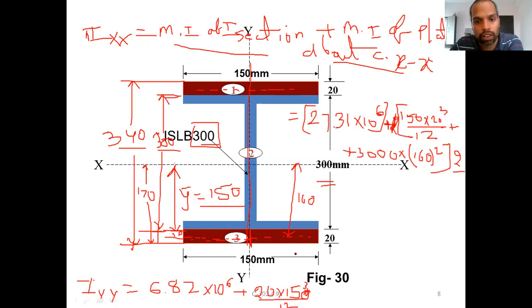This is for one plate. For the two plates, just multiply with the 2. Again, don't multiply the 2 with the entire expression, including the I section. That's wrong. The entire I section is a single section, so don't think there are two. The 6.82 into 10 to the power 6 is for the entire I section, including flanges, web, everything. Now calculate the moments of inertia about xx and yy. That's how we have to calculate this type of problem.